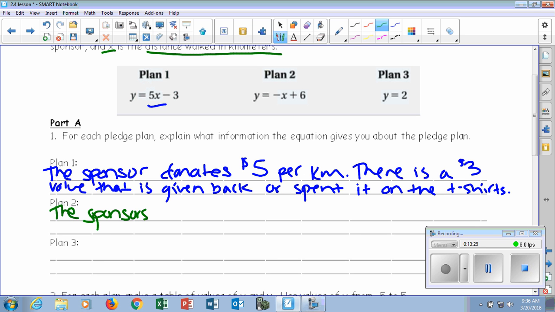Negative x. So, negative x. Are we going to assume that x is a 1? Yeah, you're going to assume that there's a 1 in front of that x. I think that's a great assumption. What about that plus 6?